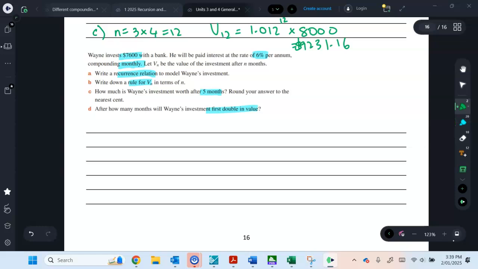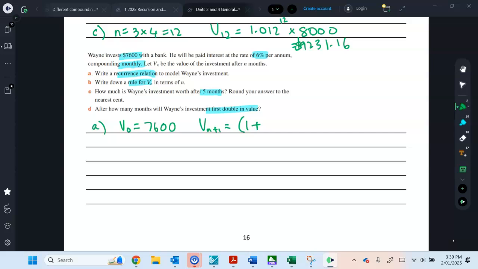Okay. So let's have a look at our recurrence relation first. We're always going to start with V0, which is our initial value. And then we've got Vn plus 1 is equal to R. So our value of R is 1 plus little r, our interest rate, over 100 times the number of compounding periods, which is 12. And then we're multiplying that by Vn. All right, you can finish that off. I'm just conscious of time. You can pause and do that.